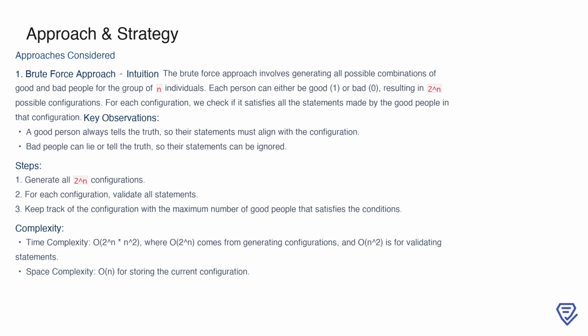However, this approach comes with a high computational cost. The time complexity is 2^n * n^2, where generating the configurations contributes 2^n, and validating the statements contributes n^2. Additionally, the space complexity is O(n), to store the current configuration being checked.